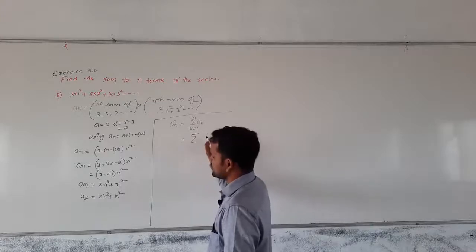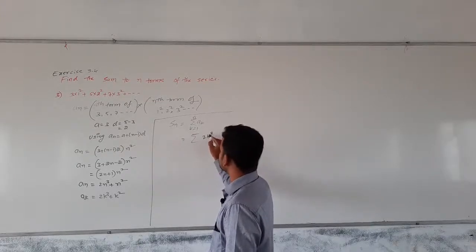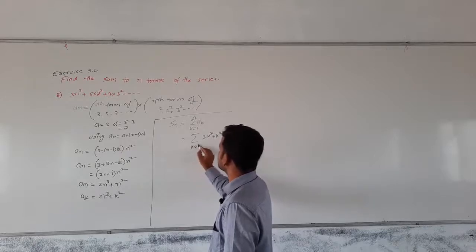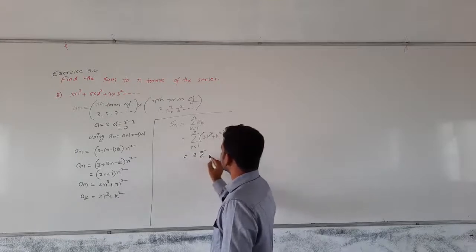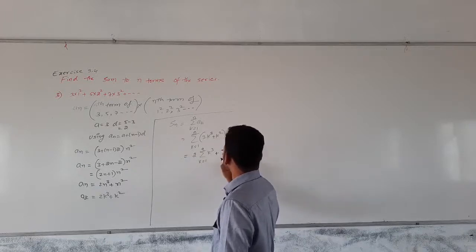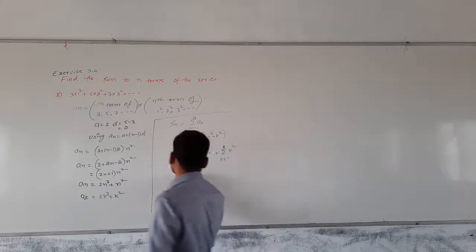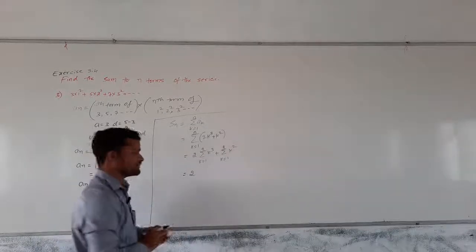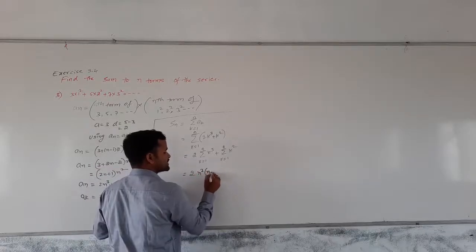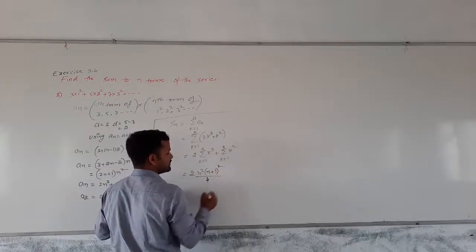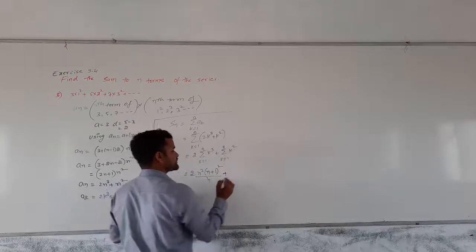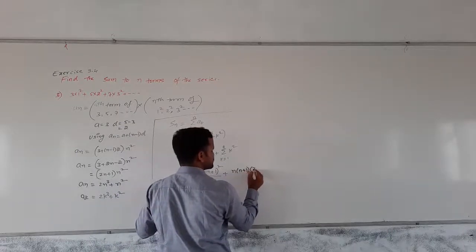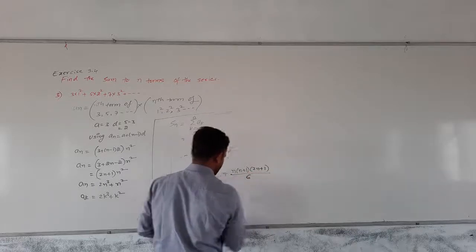Summation of ak is 2k cube plus k square, where k varies from 1 to n. This is nothing but 2 times summation of k cube, where k varies from 1 to n, plus summation of k square, where k varies from 1 to n. 2 into summation of k cube is the sum of cubes of first n natural numbers. We have the formula n square into n plus 1 whole square divided by 4, plus summation of k square is n into n plus 1 into 2n plus 1 divided by 6.